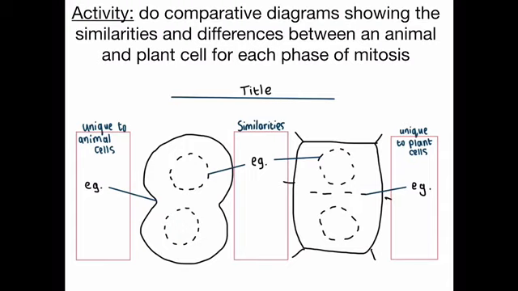A really important step for you now is to do some comparative diagrams. So you need to be able to draw plant and animal cells at each of these stages: prophase, metaphase, anaphase, telophase, and cytokinesis. And it's useful to lay your diagrams out like this, to have the plant cell and animal cell, the similarities in the middle, and what is unique to each of them on either the left or the right.